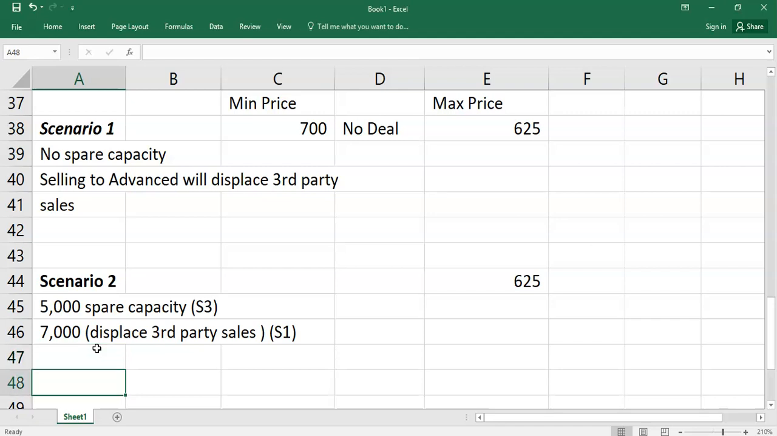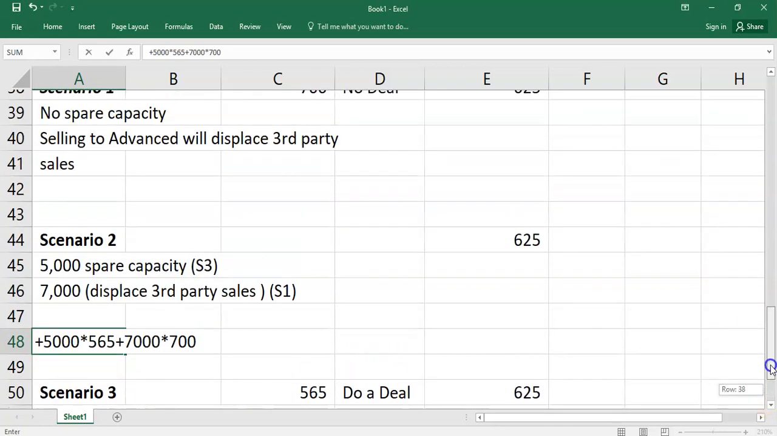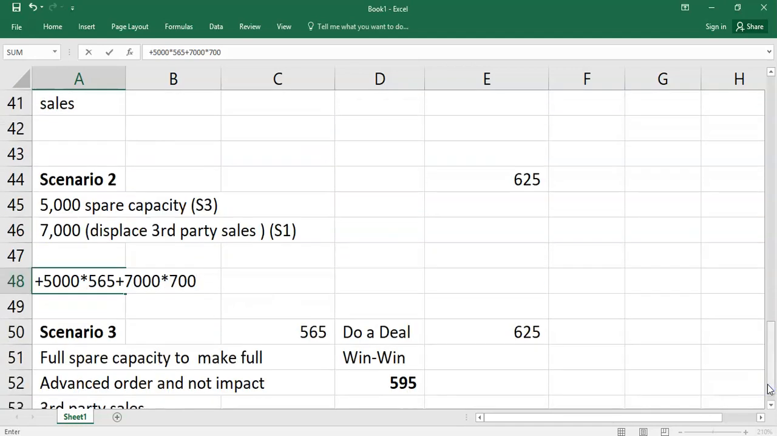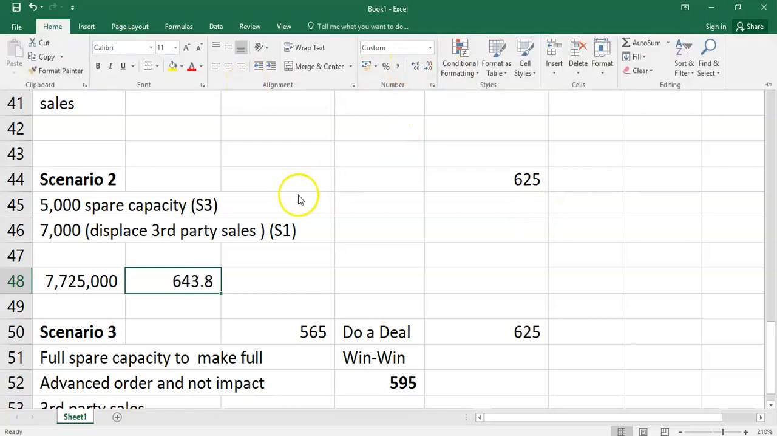So here then the price will be 5,000 times 565, because the minimum price you'd want for those 5,000 is the variable cost, plus 7,000 times 700. Because once you eat into that spare capacity, you are now displacing third-party sales. So the overall price you'd want for the full order is 7 million, and the price per unit, divided by 12,000, is 644, or 643.8.